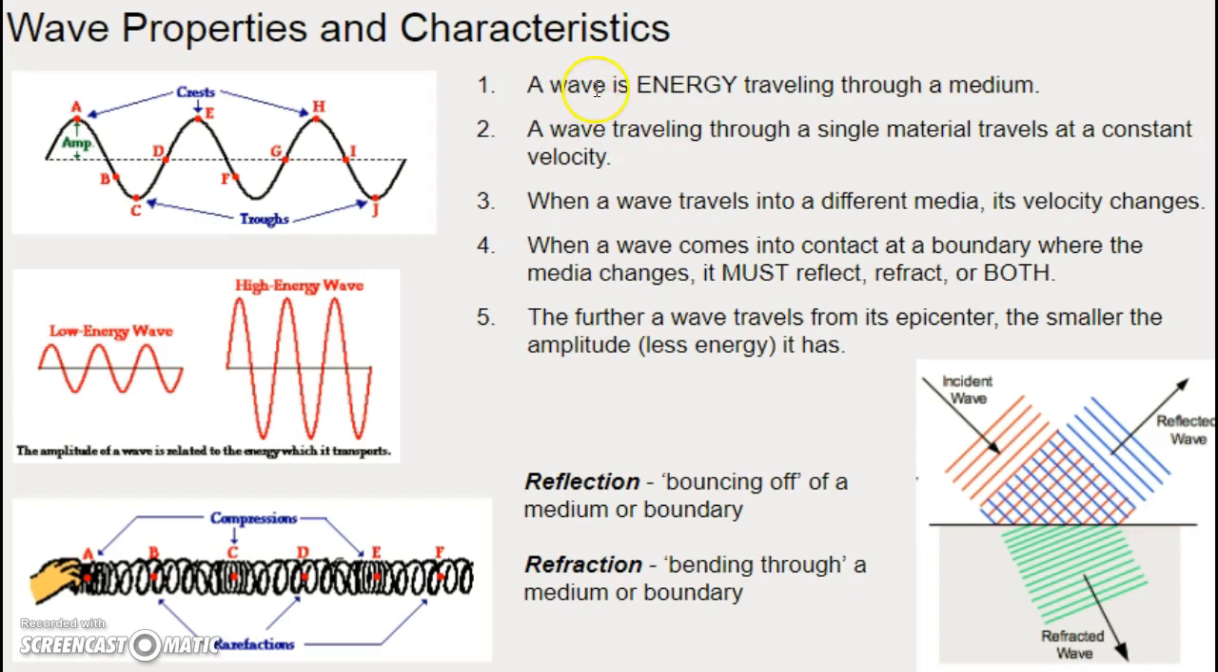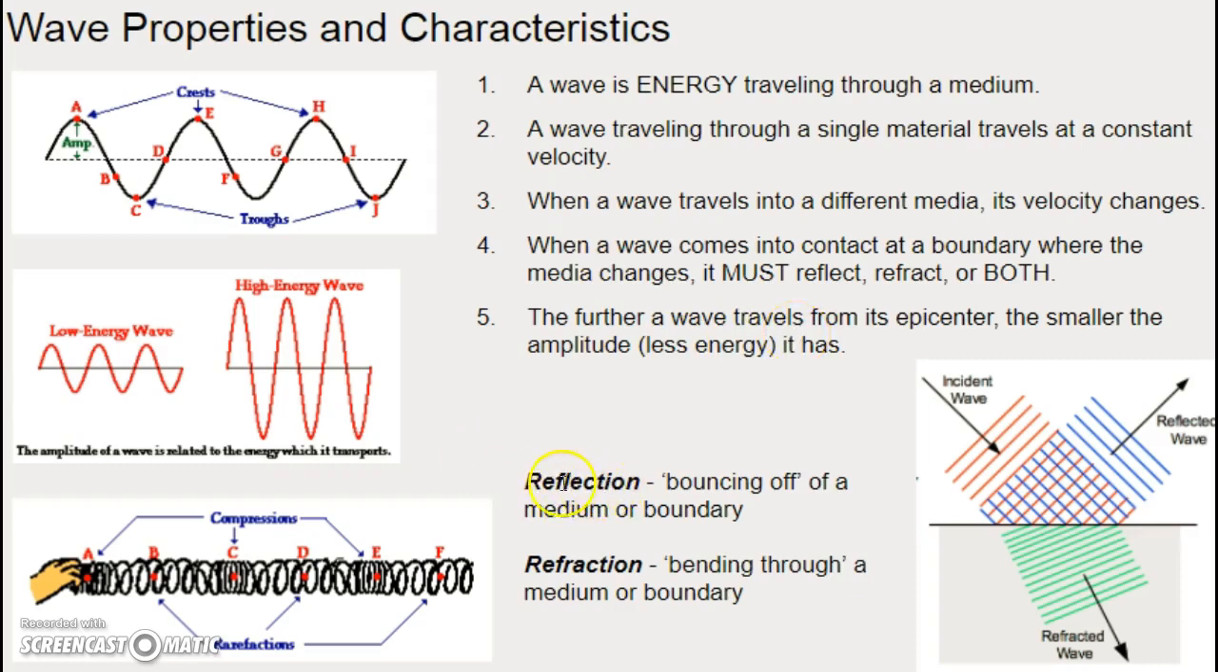We need to understand that a wave is simply energy traveling through a medium. A wave traveling through a single material travels at a constant velocity. When a wave travels into a different medium, its velocity changes. When a wave comes into contact with a boundary where the media changes, it must reflect, refract, or both. And the further a wave travels from its epicenter, the smaller the amplitude, or the less energy that it has.